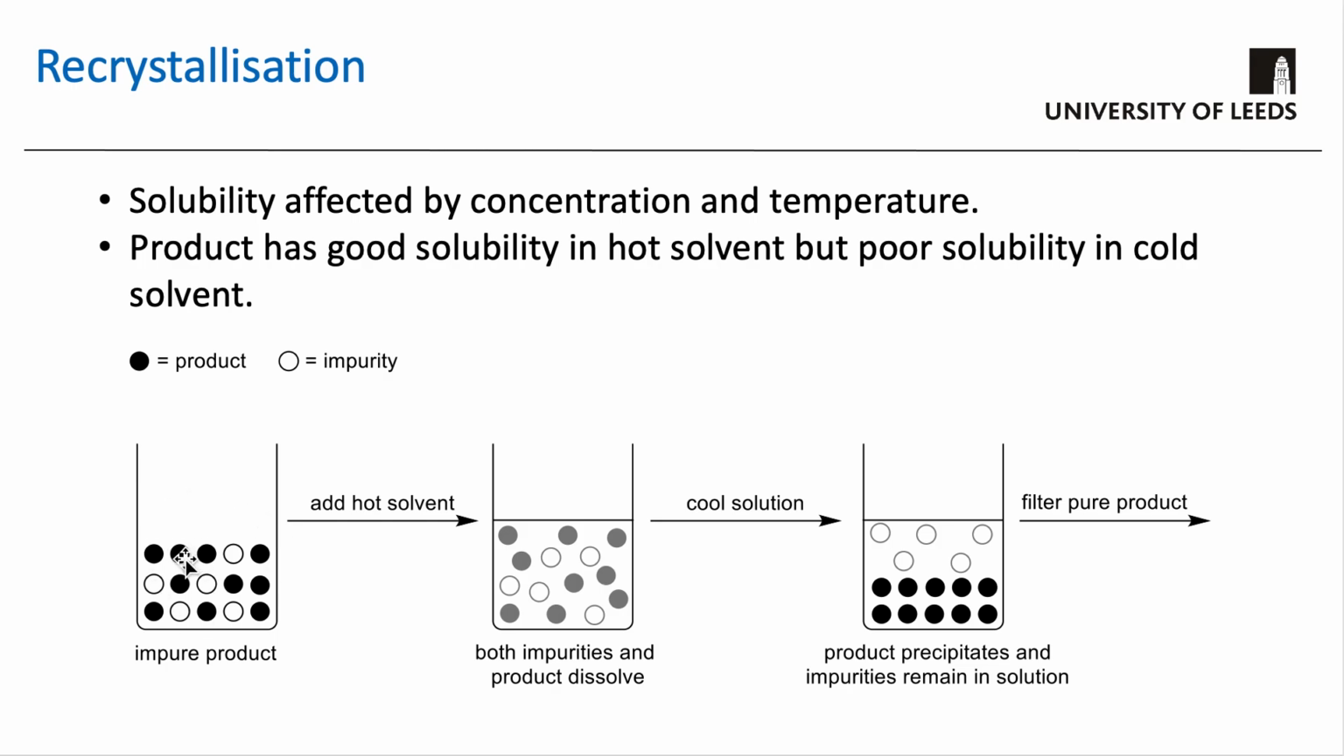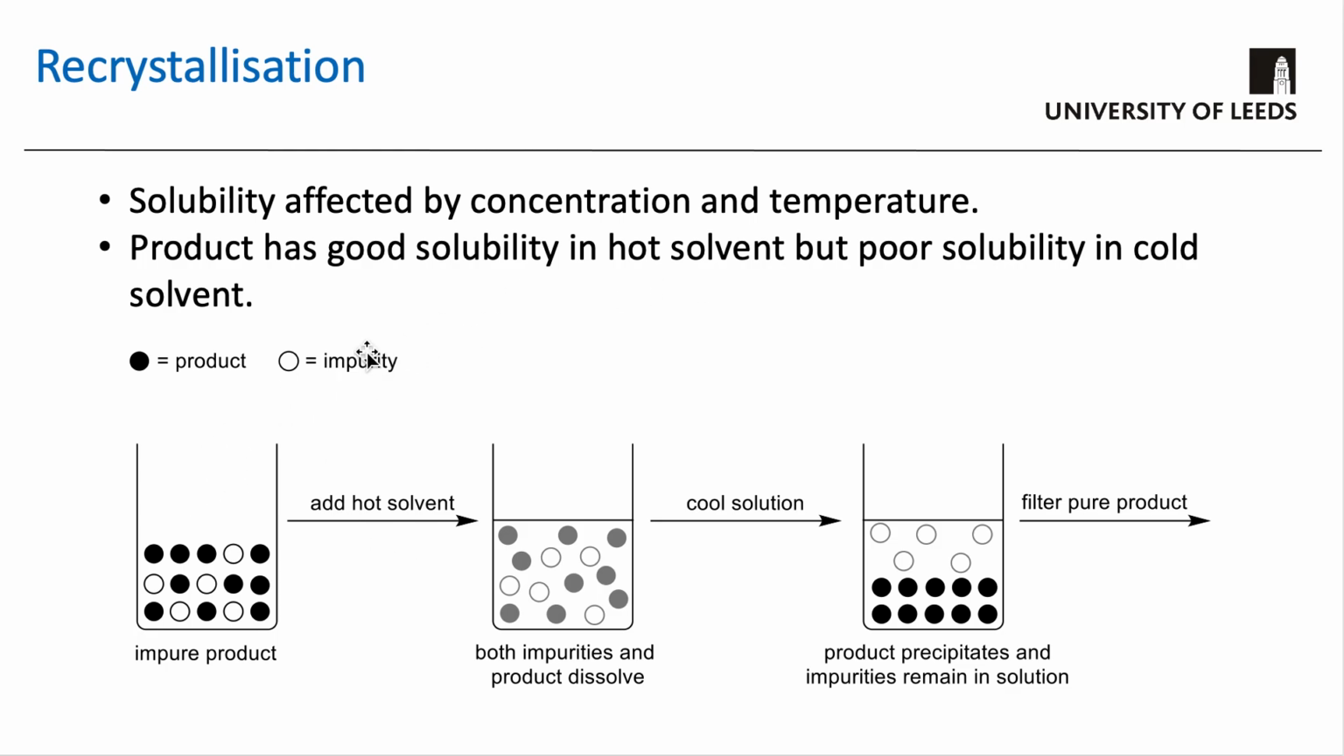And so what you do is you have your impure crude product. You add hot solvent to your crude product. That will dissolve your impurities and your product, because the solvent is hot. It has good solubility in the hot solvent. Then you cool your solution down, and what will happen is your product starts to precipitate out because it's got poor solubility in cold solvent, but the impurities remain in the solution. So then when you filter your product, you will have pure product at the end of it.